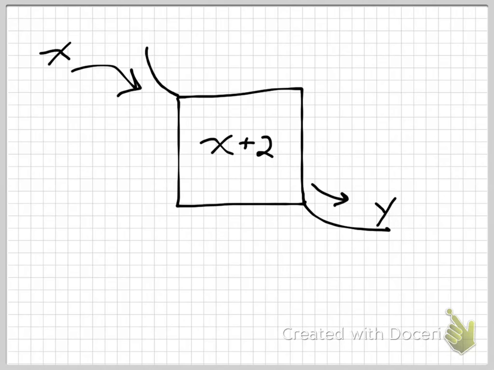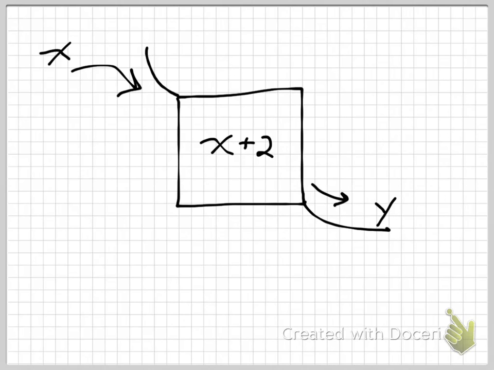So if I shove in a 5, a little coin, boom, throw it in, what happens to the 5 when it goes in there? It goes in, and then what happens to it? Plus 2. What comes out is 7. That's the y. Are you all understanding that? Is that making sense? Okay, let's try this again.